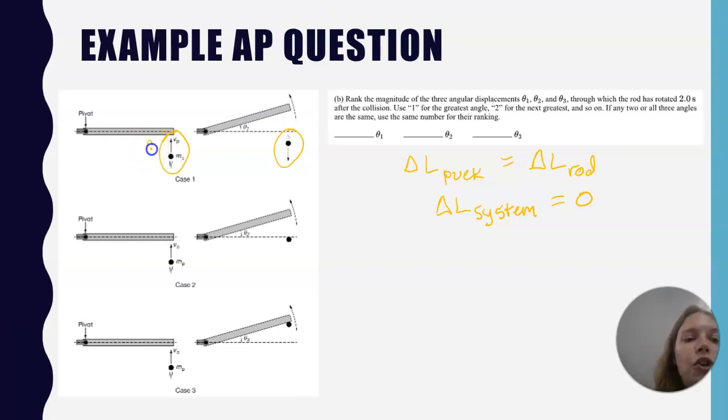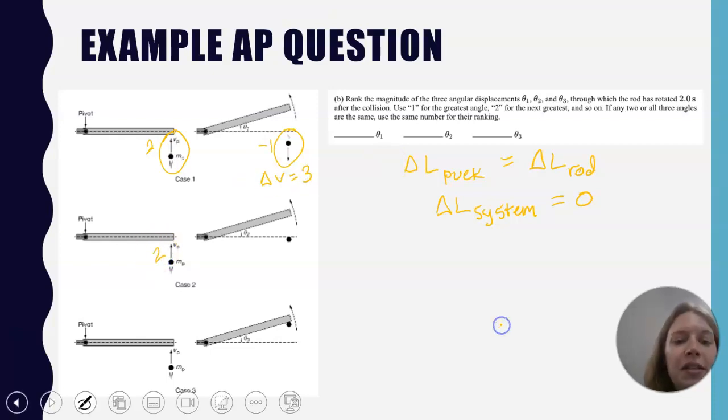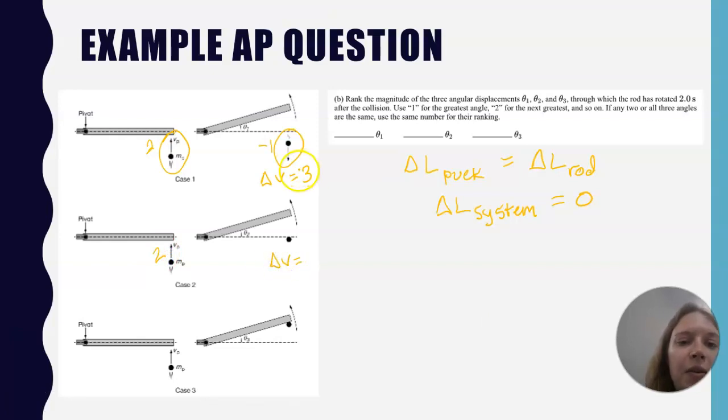So if this was 2 and this was -1, then the change in velocity in this case would be 3. Whereas if this was 2 and this is 0, the change in velocity in this case would be -2. And then in this case, the whole system is going to slow down. So if it was 2 and then maybe it's rotating and the linear velocity there is 1, the change in velocity would just be -1. So the puck is going to undergo a greater change in velocity in the first case, and therefore a greater change in angular momentum.